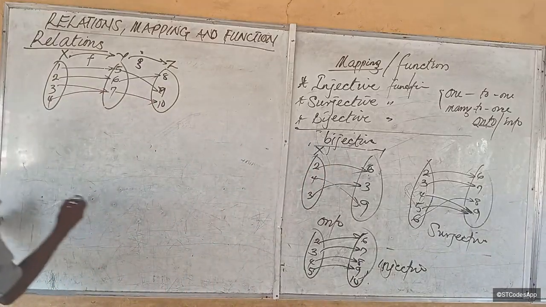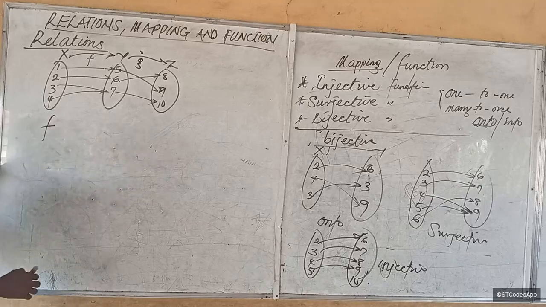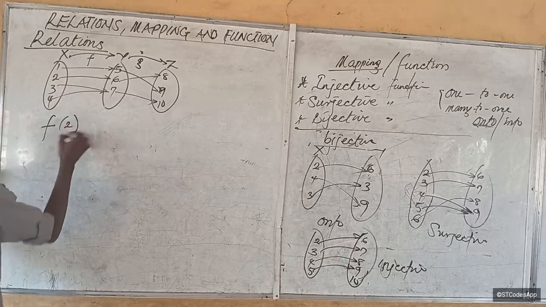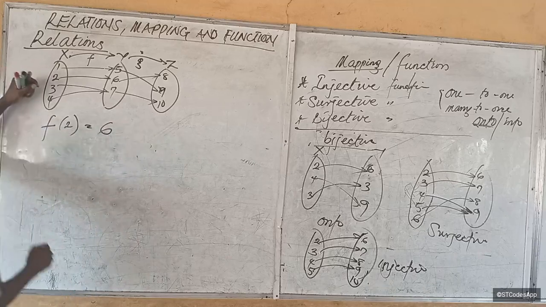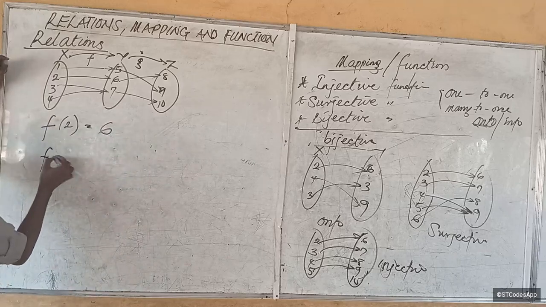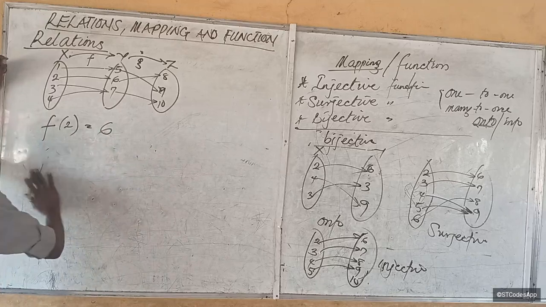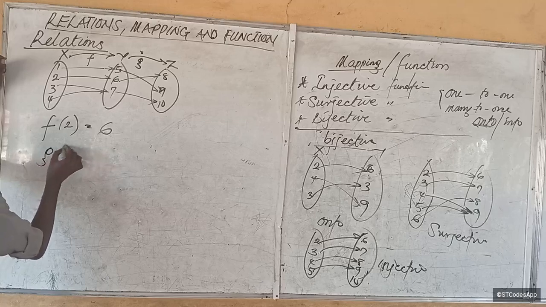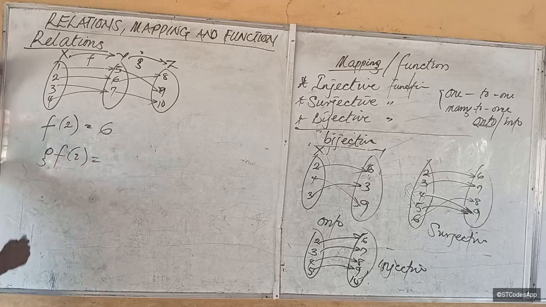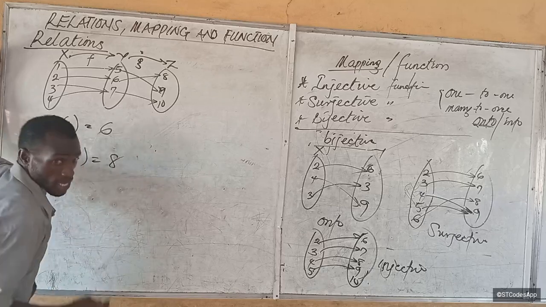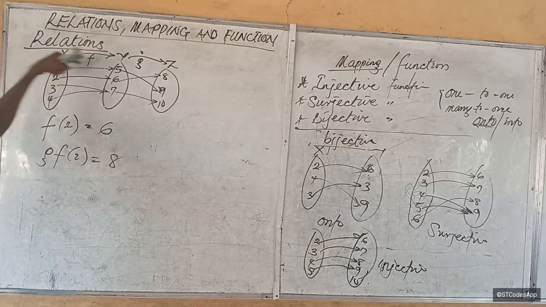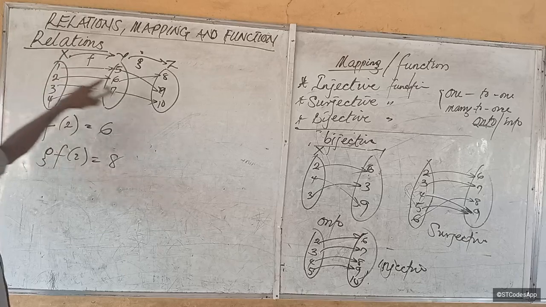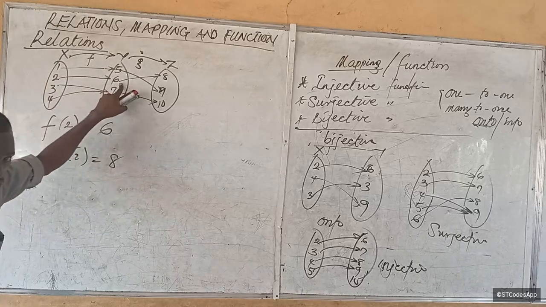So in this case, if I say, give me f of 2, for example, what would be the image of 2? 6, right? But what if I said, give me g of f of 2? That would be 8. Does that make sense? Now, how did we get f of 2 first? f of 2 means, what did this rule turn 2 into? The rule turned 2 to 6, or mapped 2 to 6.